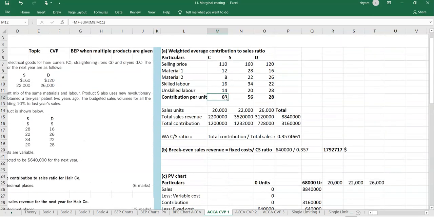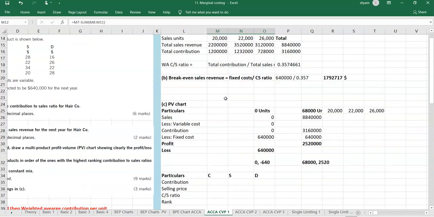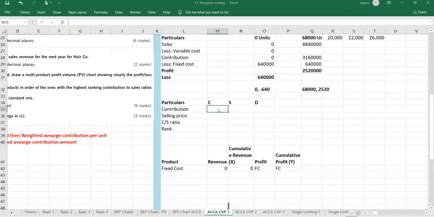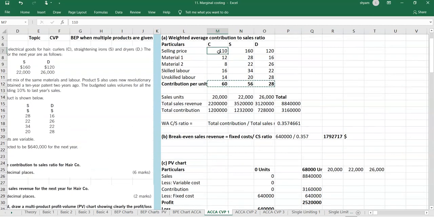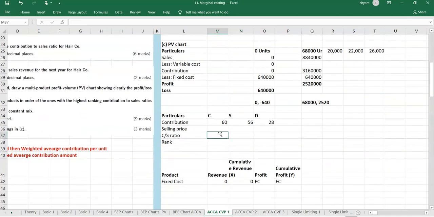So in that case, we will get the contribution per unit from the above table. This is the contribution per unit. Let's get the selling price. This is the selling price. So our CS ratio will be C divided by S. We sell according to the rank. So rank is, this is number 1, this is number 2, this is number 3. So we first sell these, then we move on to the next one.